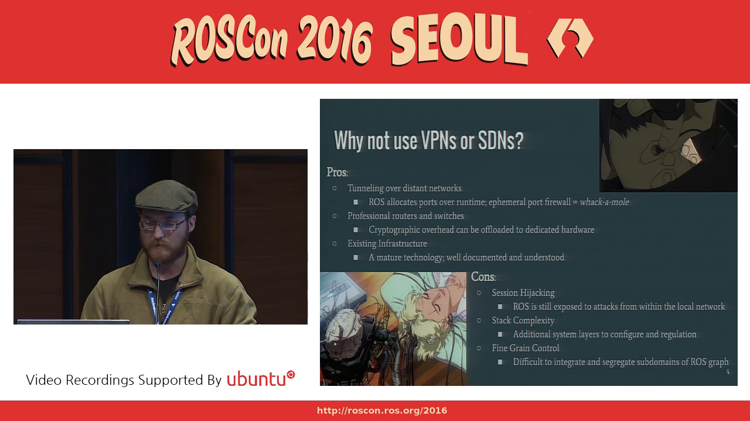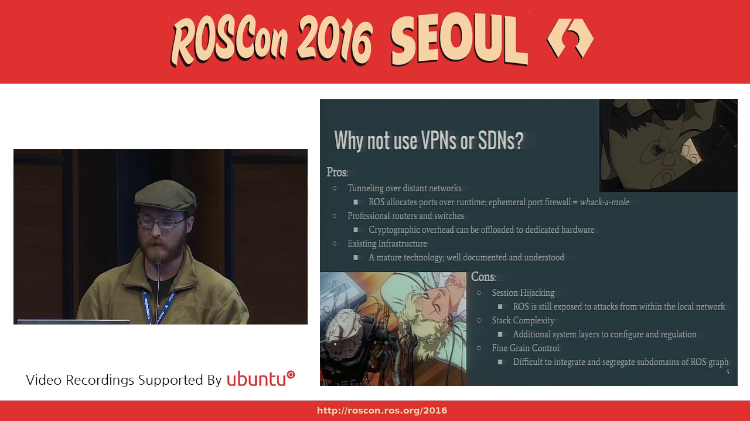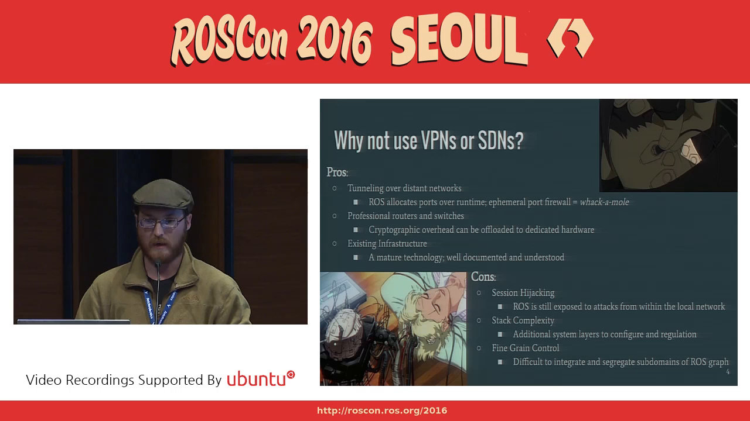VPNs have professional routers and switches, so you can offload the cryptographic overhead to another hardware system, so your robot CPU isn't burdened with ciphering all the network traffic. That can be an advantage. Also, existing infrastructure. If you're doing anything with cloud robotics or AWS or Azure, they all have VPNs and software-defined network interfacing. So it's a mature technology, it's well documented and pretty well understood.